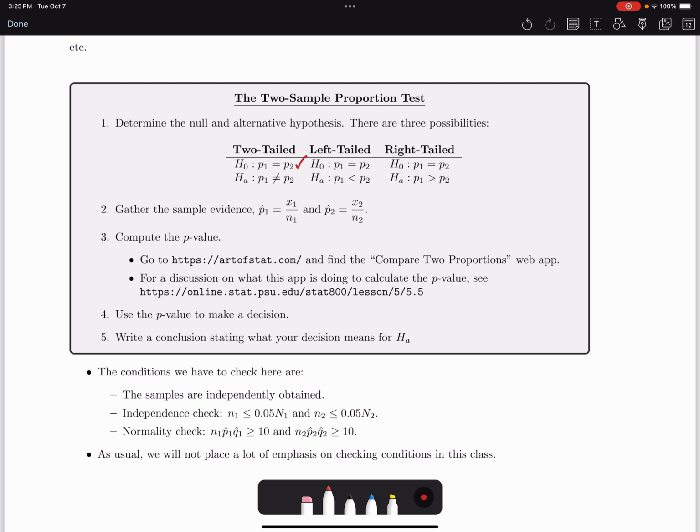Of course, we have two different samples that we're comparing, and so we'll have two sample proportions to compute for step 2. But then otherwise, we're just going to use the apps from ArtofStat to get the p-value, so that's not going to be any more difficult. The app that we want to use is called Compare Two Proportions, and I'll show you where to find it from the ArtofStat website. If you want a discussion of what ArtofStat is doing behind the scenes to compute the p-value, you could click on this link right here and read through the material there.